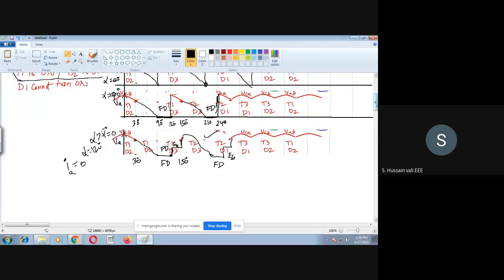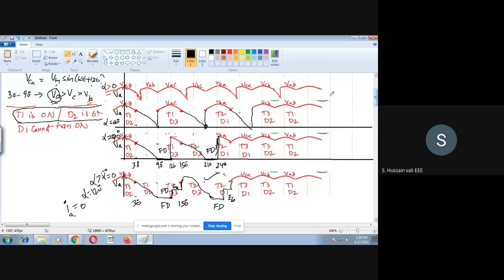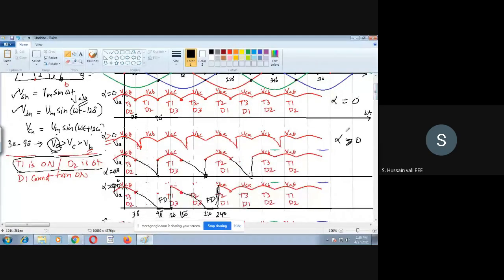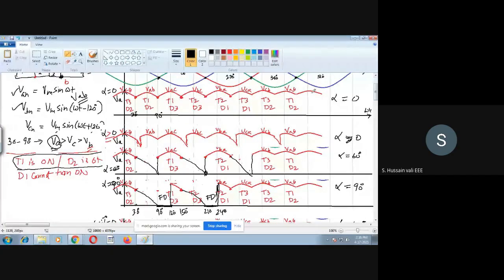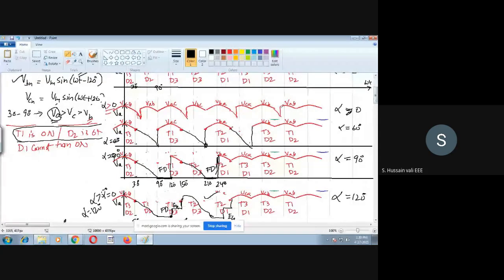So you see the waveform, how it changes from alpha is equal to 0. This is for alpha is equal to 0. Sorry, this is alpha greater than 0. The first one is alpha is equal to 0. This is alpha greater than 0, a small value, just 10 or 15 degrees. Whereas this is alpha is equal to 60, this waveform is alpha is equal to 90, and this waveform is alpha is equal to 120. See the differences here. When alpha is equal to 0, you will get exact loops here, whereas when alpha is greater than 0, there is a small delay.